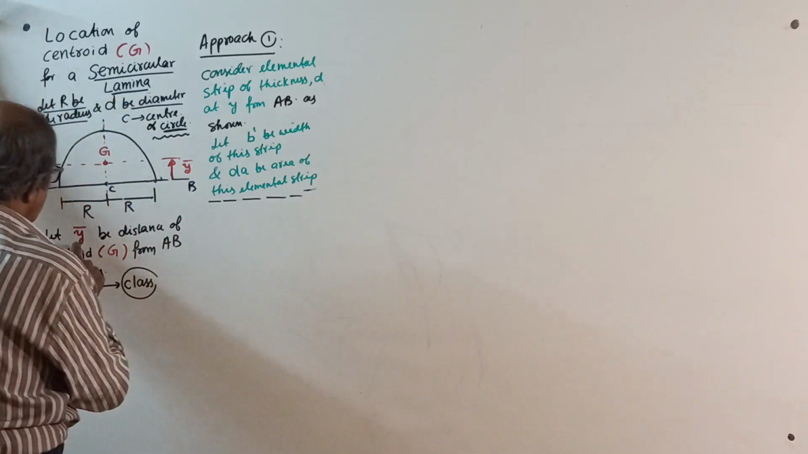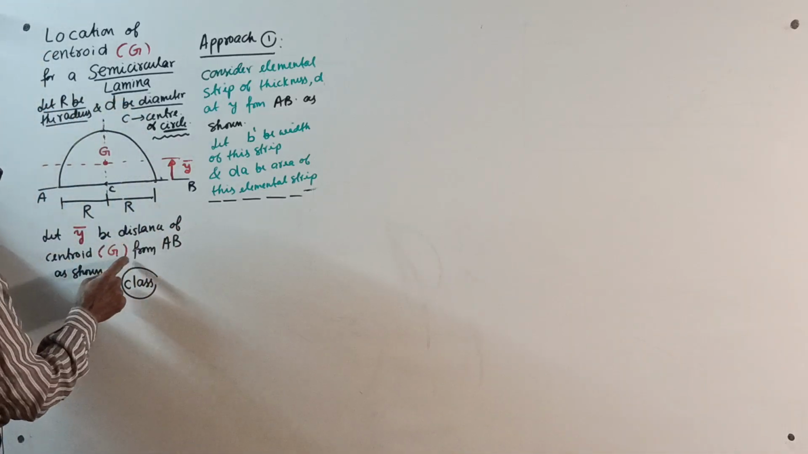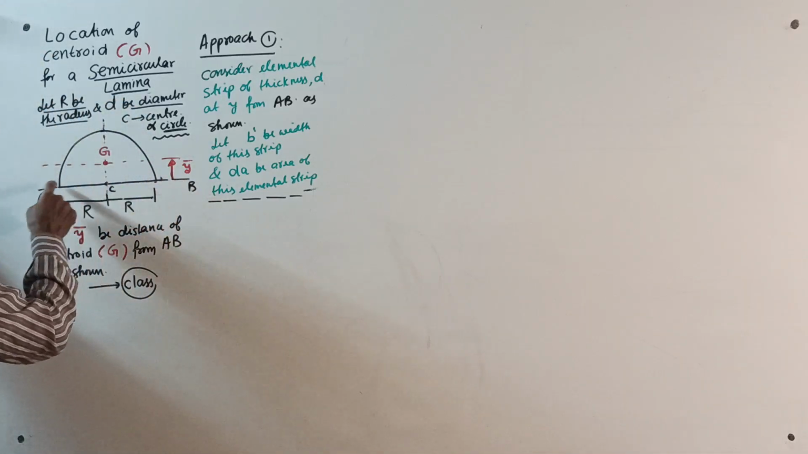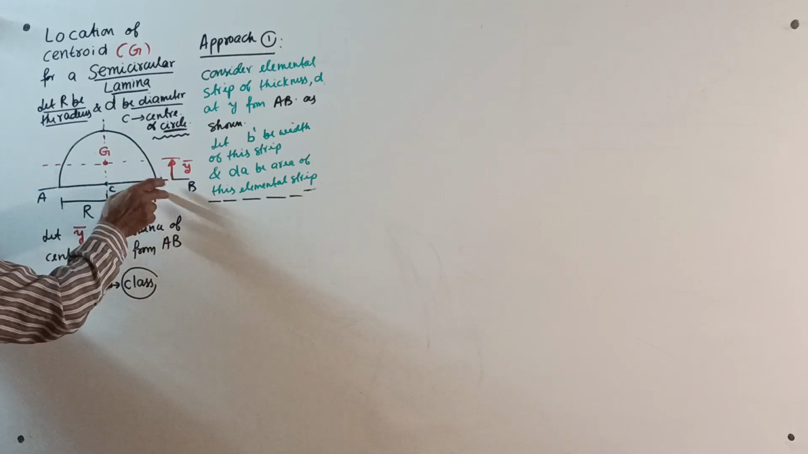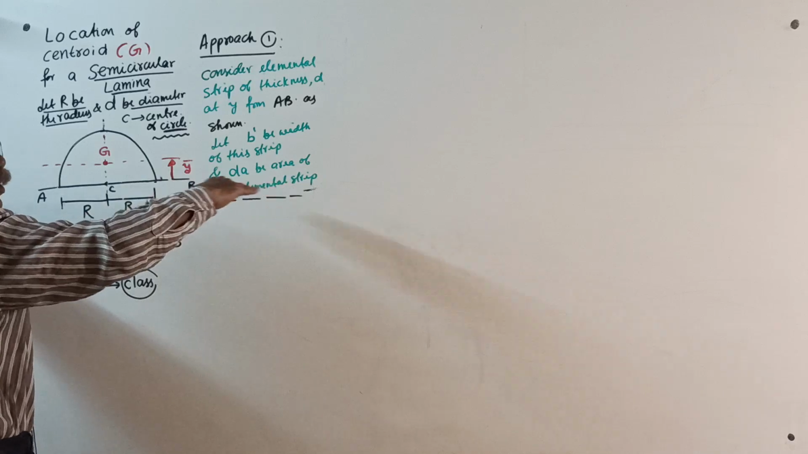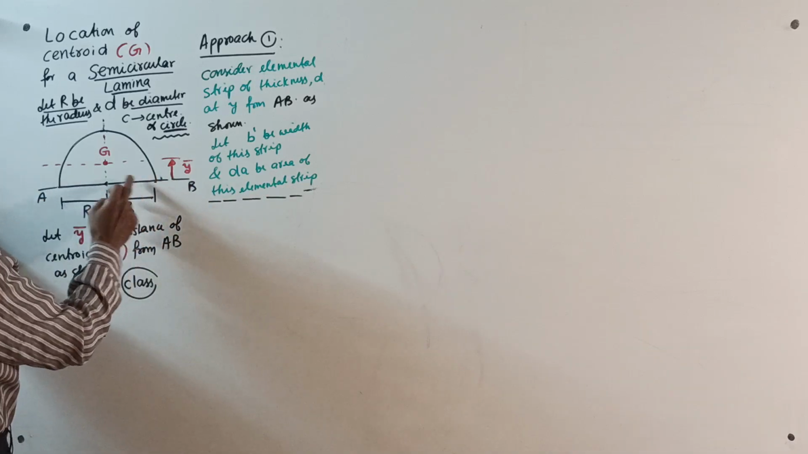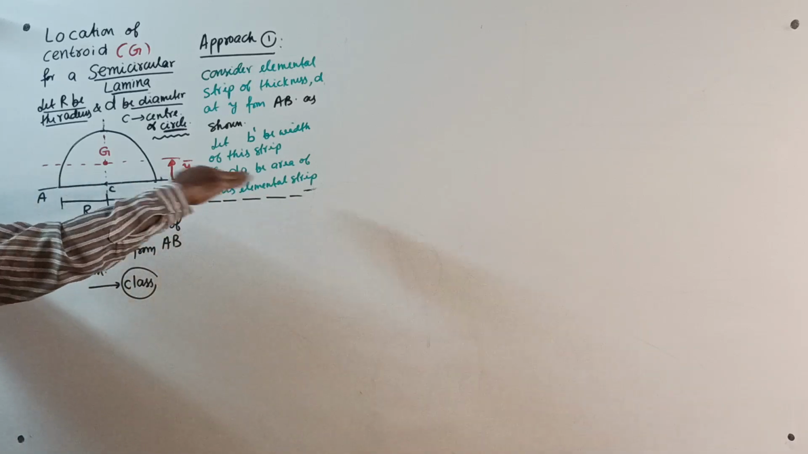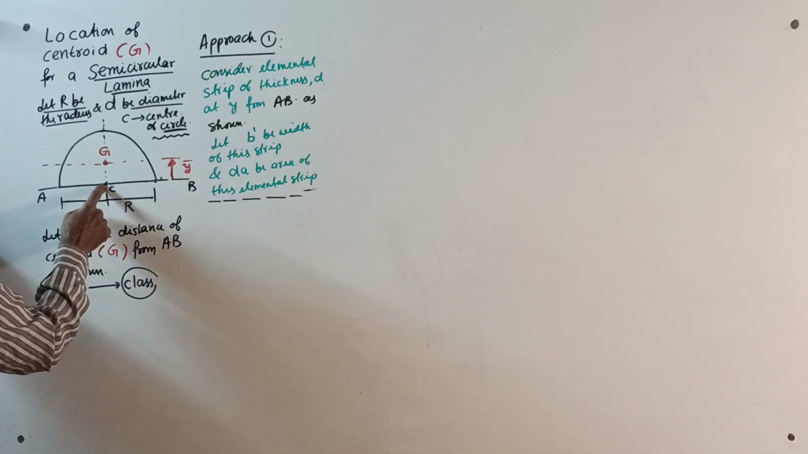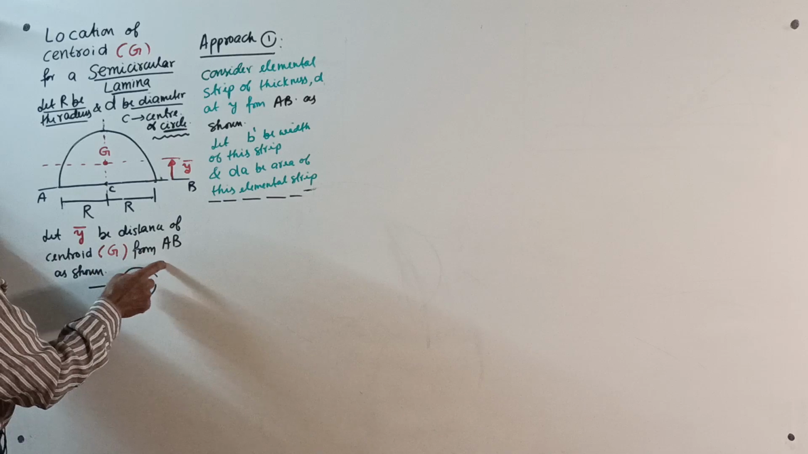So, let y bar be the distance of centroid G from baseline AB. I won't call it baseline, I will call it reference line AB, end to end, not from here to here. This line is AB. C comes in the center, as shown in the figure.